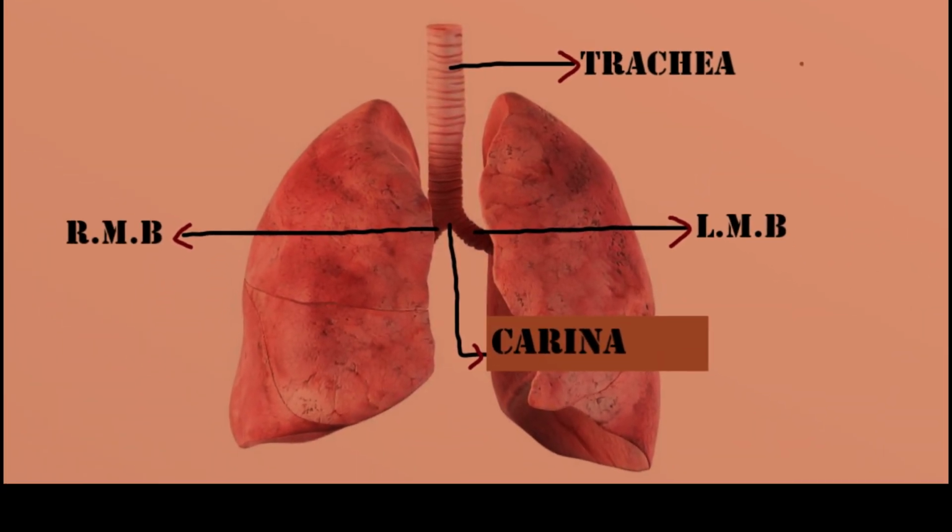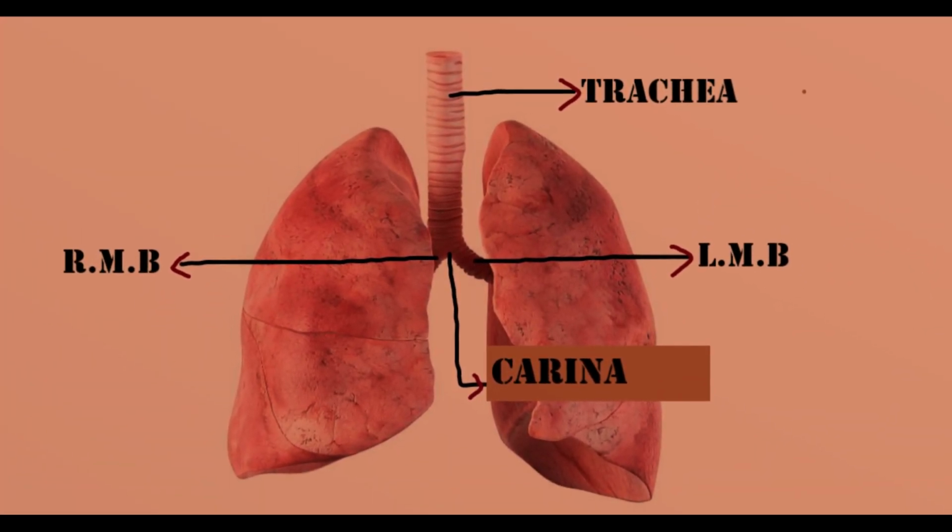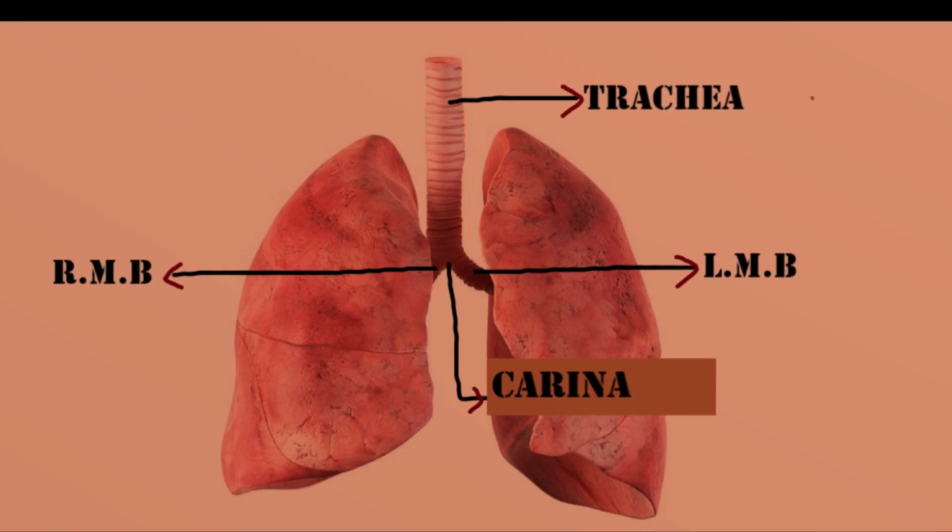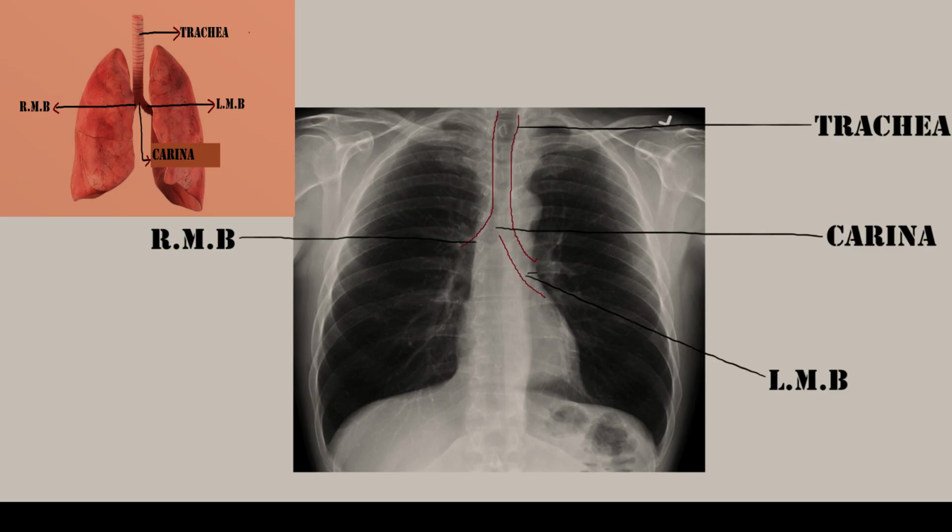Starts from A, and A for airways. Look at this picture. Here you can see three anatomical structures: trachea, right main bronchus, left main bronchus, and bifurcation point carina. Carina is basically the point where trachea divides into right and left main bronchus. Let's see this structure in X-ray film. So here this is trachea, this is right main bronchus, this is left main bronchus, and you can also see here bifurcation point carina.